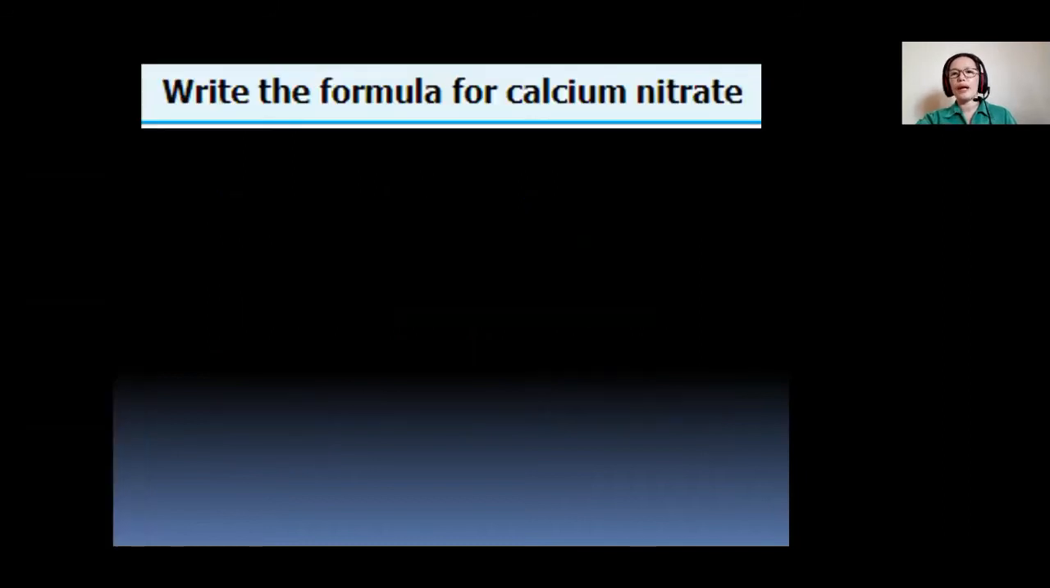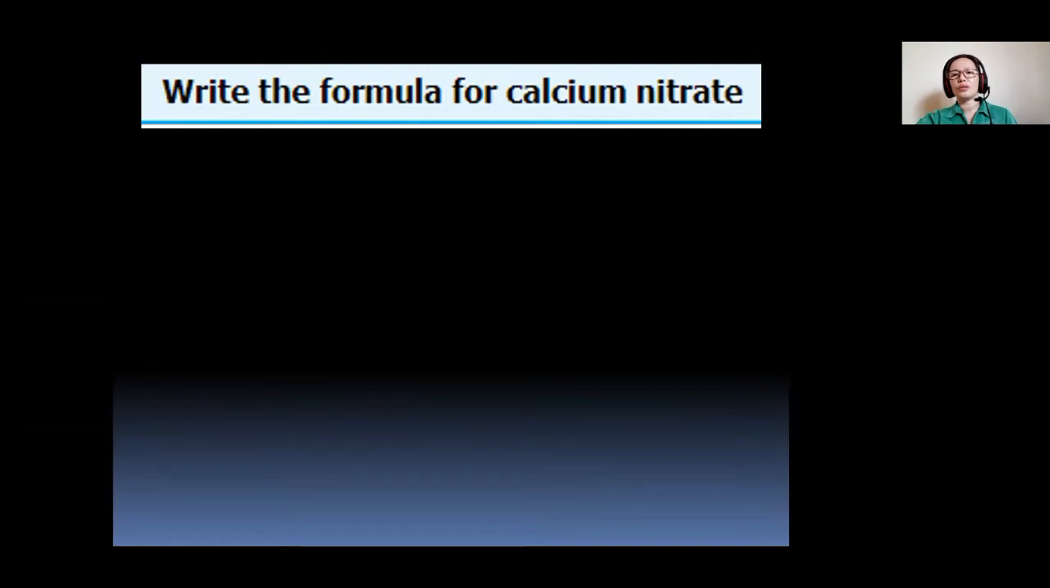So when a compound contains a polyatomic ion, how are we going to write the chemical formula? Say for example, we have calcium nitrate. Similar to what you do with binary compounds, you check the symbol for calcium and its oxidation state, and you also check the formula for nitrate and get its oxidation state.